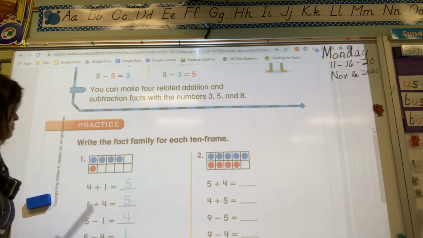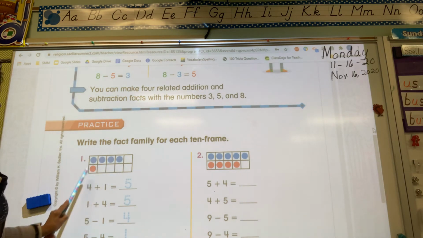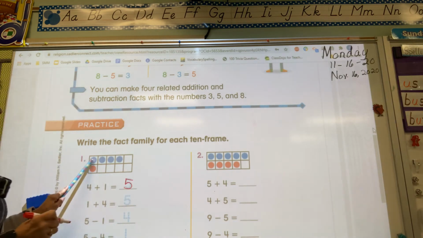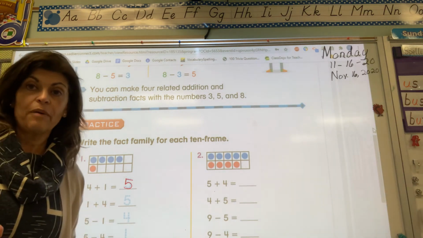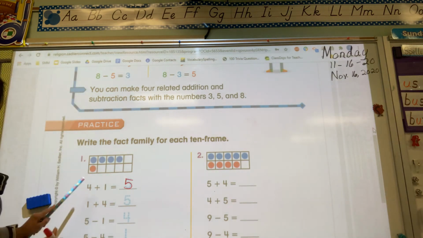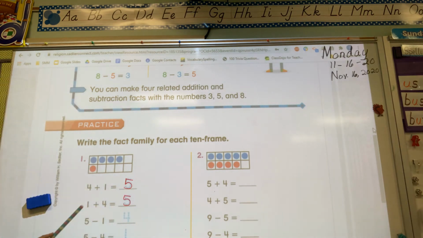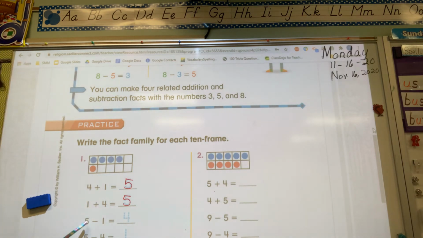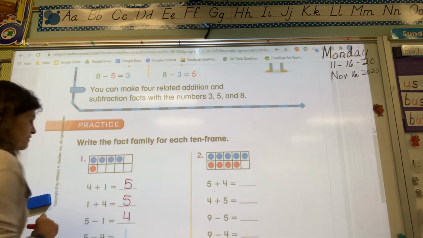So 4 plus 1, here we have 4 blue dots and 1 red. So 4 plus 1 equals, and this is done for us, 5. 1, 2, 3, 4, 5. And now look and see how the addends or the parts are switching places. So 1 plus 4 equals 5. And now for the subtraction, the biggest number, the whole goes first. 5 minus 1 will equal 4, our difference.